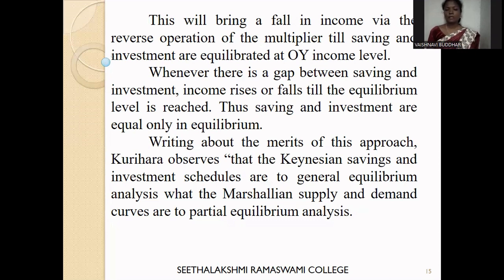When we talk about the merits or advantages of this approach, Kurihara observes that initial savings and investment schedules are to general equilibrium analysis what the Marshallian supply and demand curves are to partial equilibrium analysis. So the savings and investment schedules give us general equilibrium analysis, but Marshall's supply and demand curves give partial equilibrium analysis.